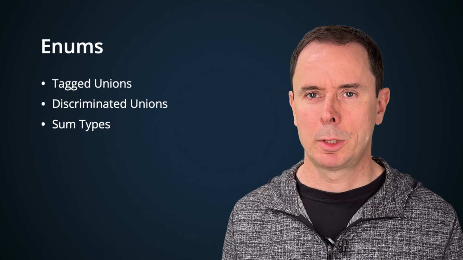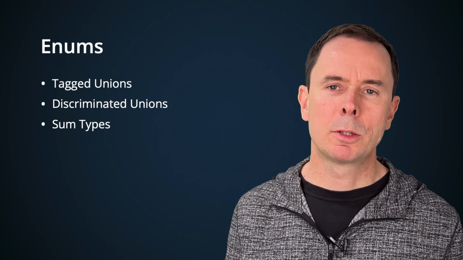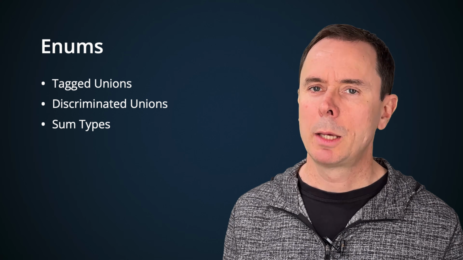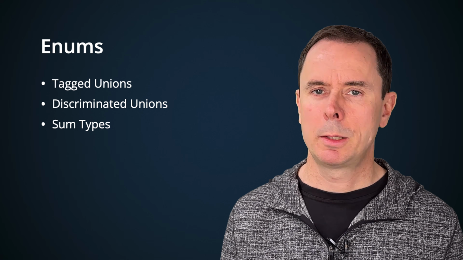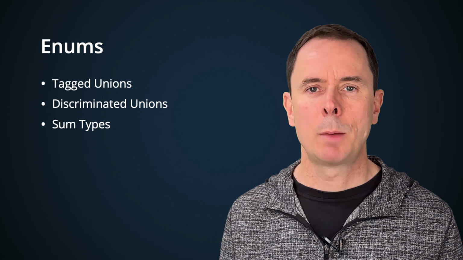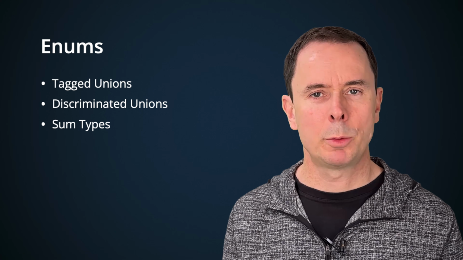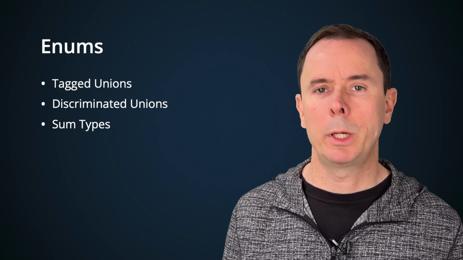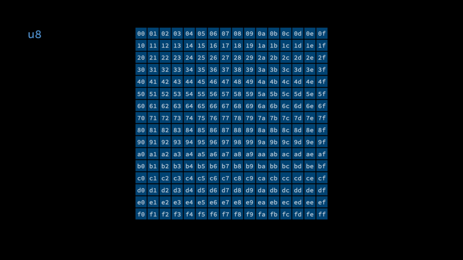We've been talking about these enums as tagged unions. Sometimes they also get referred to as discriminated unions or sum types. I want to explain that last term because I think it helps with understanding. It's called a sum type because the total number of possible values for an enum is the sum of the number of values for each variant. You know that a U8 is a byte, it's an 8-bit value, so there are 256 different possible values.